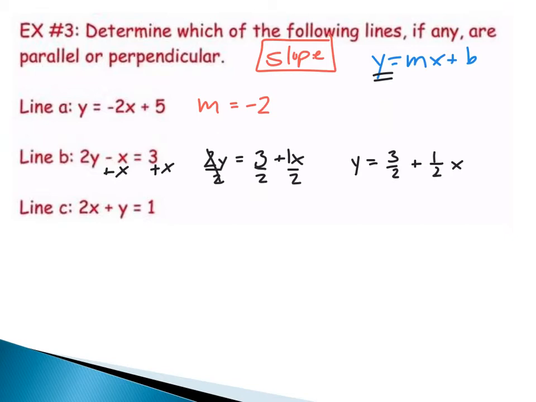Now I can look at this. What's my slope? The slope here is going to be 1/2. Okay, so the slope in the second one is 1 over 2.